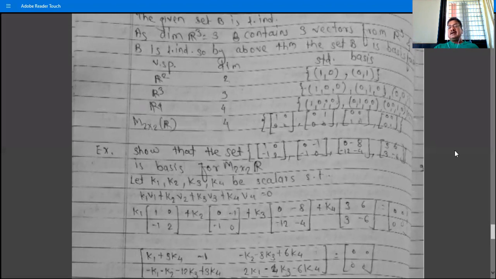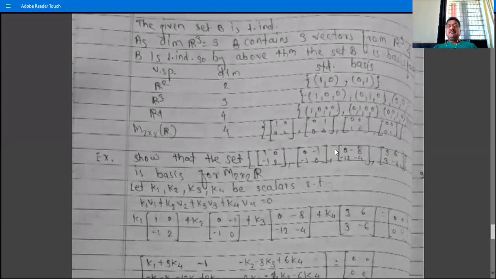If the set contains more than 4 vectors or fewer than 4 vectors from M2x2(R), then it is not a basis of M2x2(R). But if the set contains exactly 4 vectors, then it is not always a basis; it may be a basis for M2x2(R). That is, if the set is linearly independent, then it becomes a basis. So in order to show the answer to this example, we have to show this set is linearly independent. Then this becomes a basis.